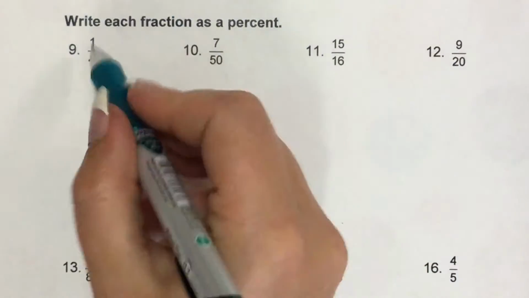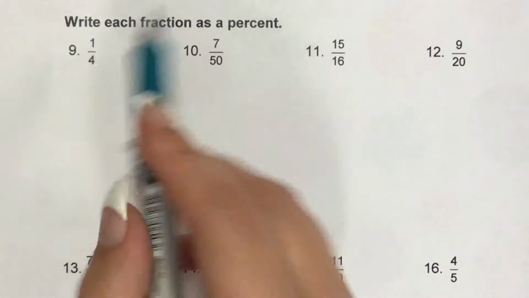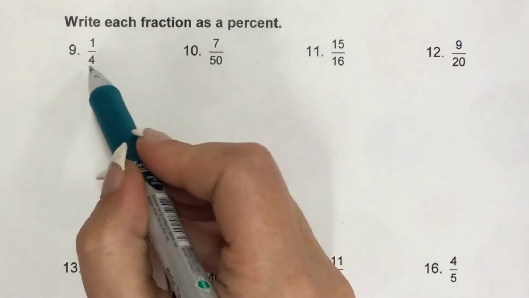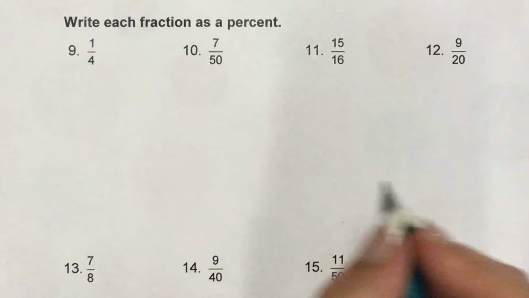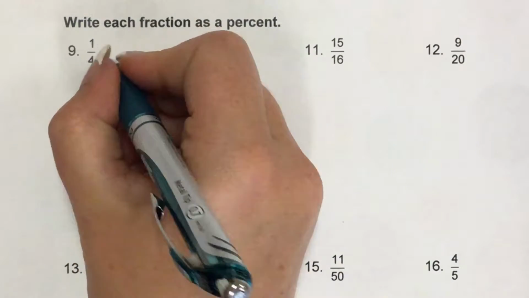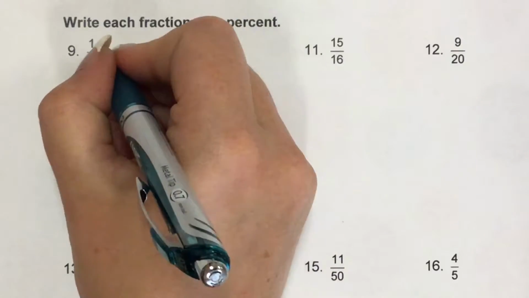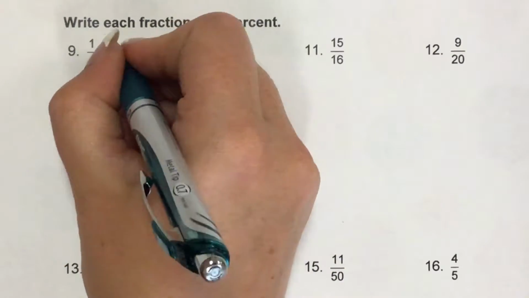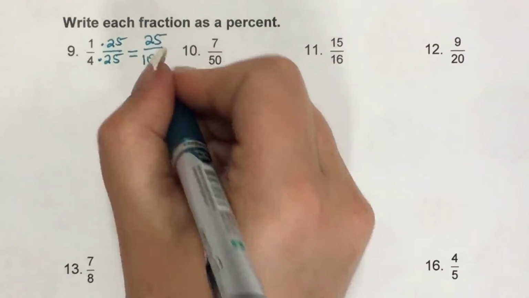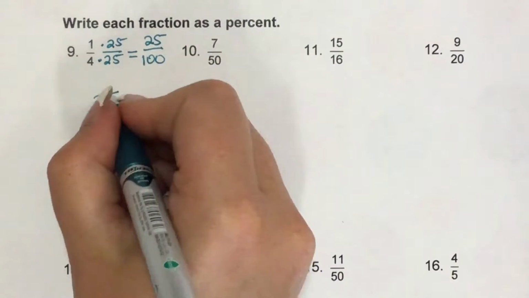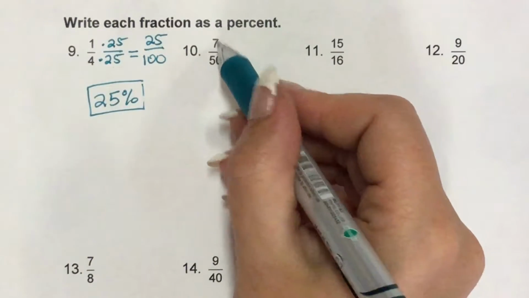So this first one, 1/4, I know that I can write this with a denominator of 100 pretty easily, so I'm just going to do that. I'm going to go 1/4. I know if I multiply it by 25, I get a denominator of 100, and whatever I did to the bottom, I'm going to do to the top. I get 1 times 25, which is 25. 25 over 100 is the same thing as 25%.